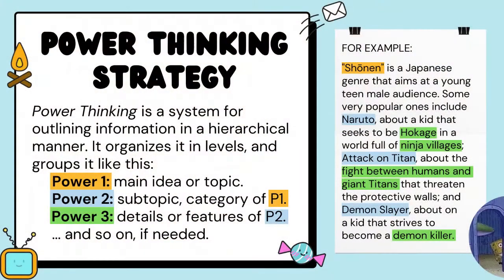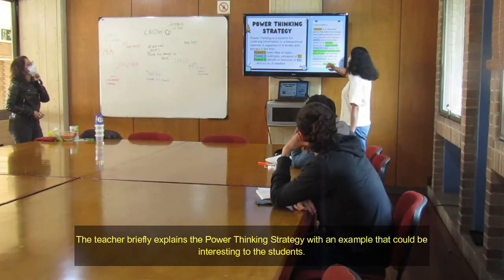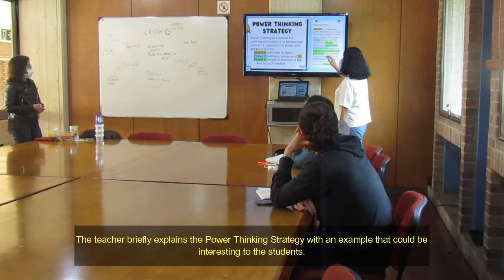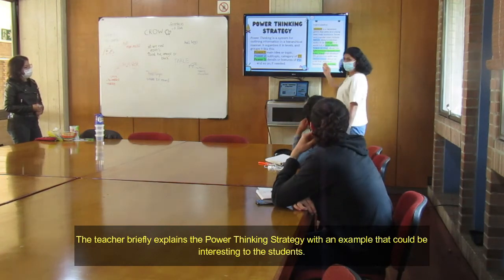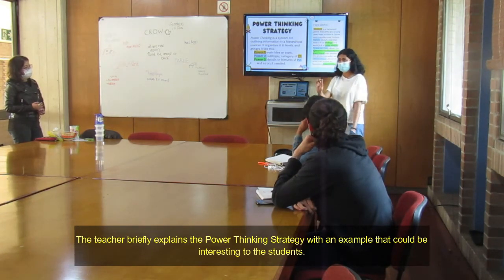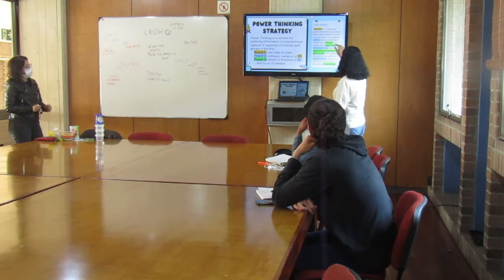For example, shonen is a Japanese genre that aims at a young male audience, so the main topic is shonen, with a color. Some very popular ones include Naruto, Attack on Titan, and Demon Slayer. So those are the types, with a different color. And now the features of each one go with a different color.